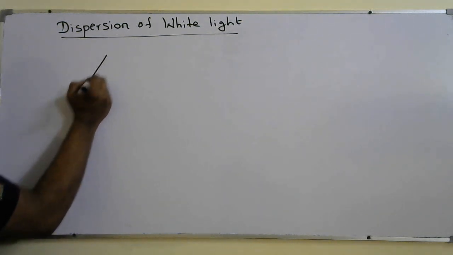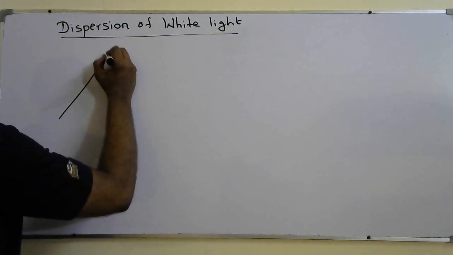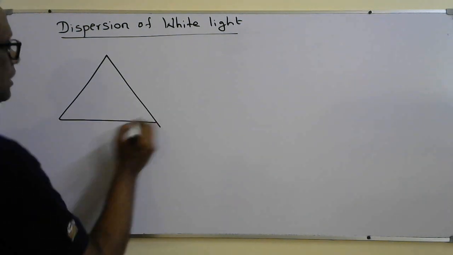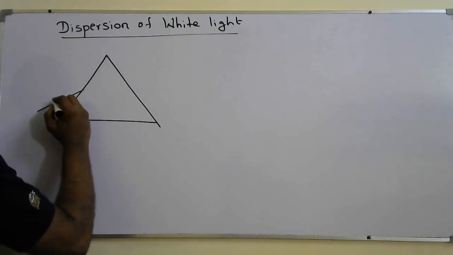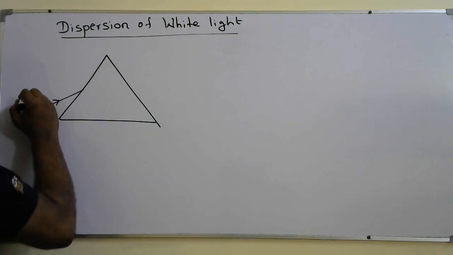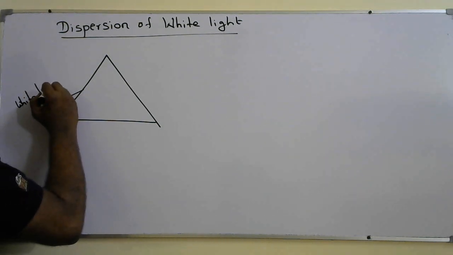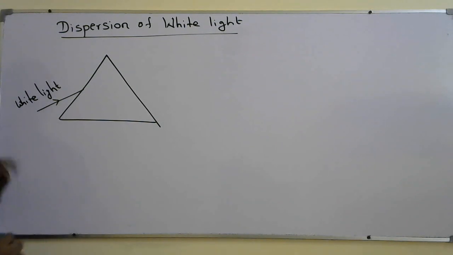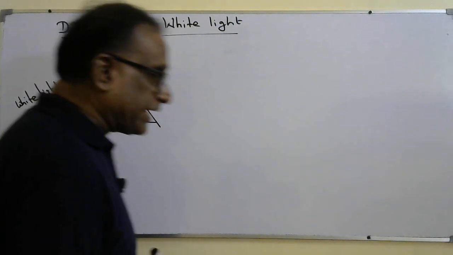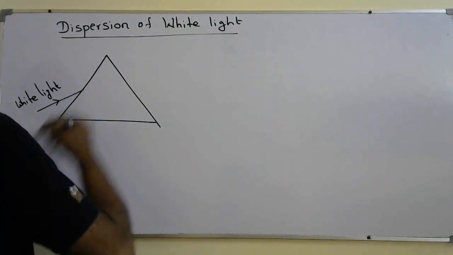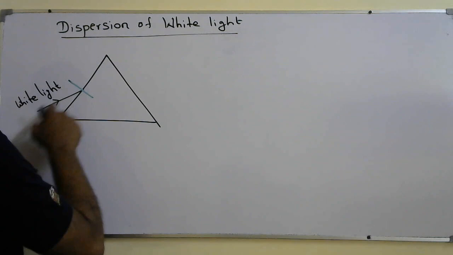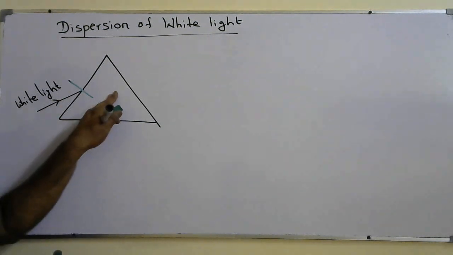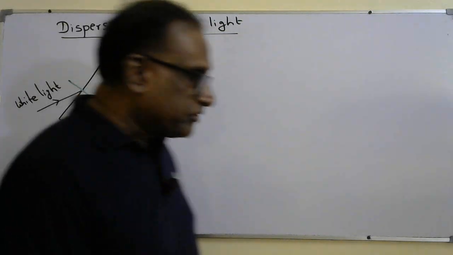So this is the prism, we'll consider a prism. Now this is white light, for which I'm using black ink. It will have the same speed in vacuum. The normal I draw using green ink. This is the normal to the boundary. So when they emerge into glass, they will have different speeds.